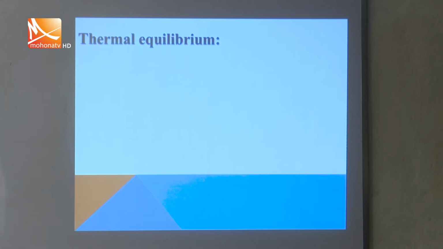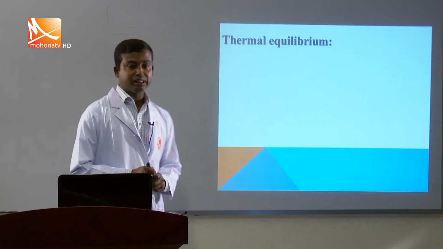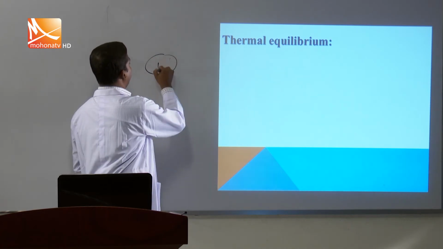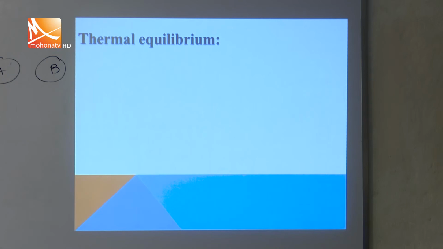Number two is thermal equilibrium. Thermal equilibrium means if two or more bodies are in thermal contact with each other, suppose this is body A and this is body B, and these two bodies are in thermal equilibrium, then neither body can lose heat or absorb heat. That means body A will not lose heat to or gain heat from B. This is thermal equilibrium.